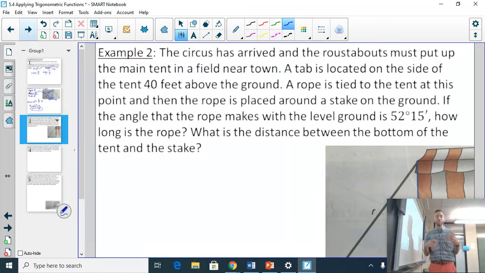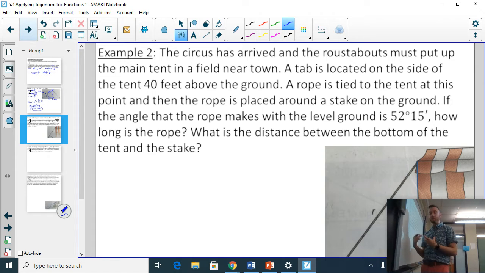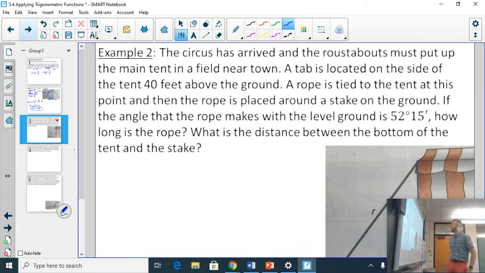So this next one is more of a word problem, and we kind of just need to learn how to dissect a word problem and create a picture, even though it already has one for us. And we're going to use that same exact tactic that we just used. So example 2, the circus has arrived, and the roustabouts must put up the main tent in a field near town. A tab is located on the side of the tent 40 feet above the ground.